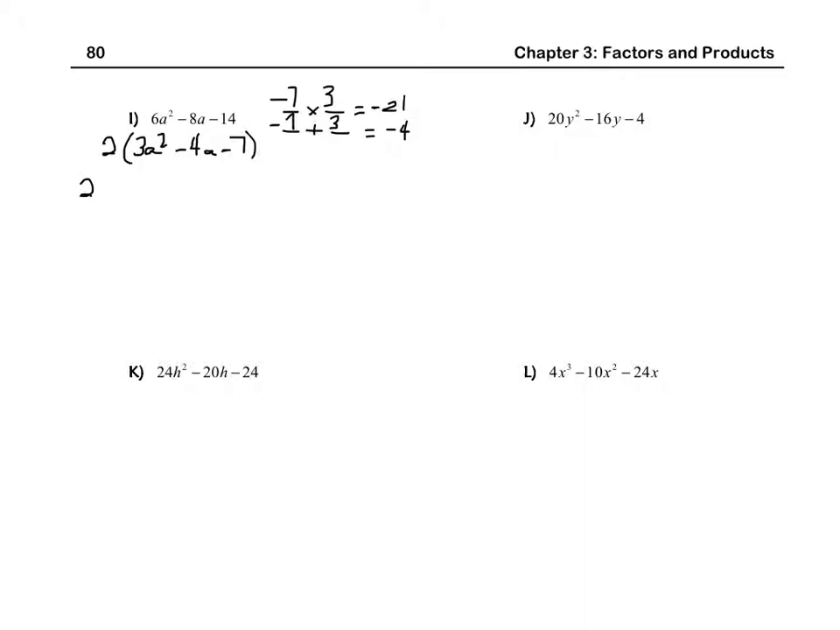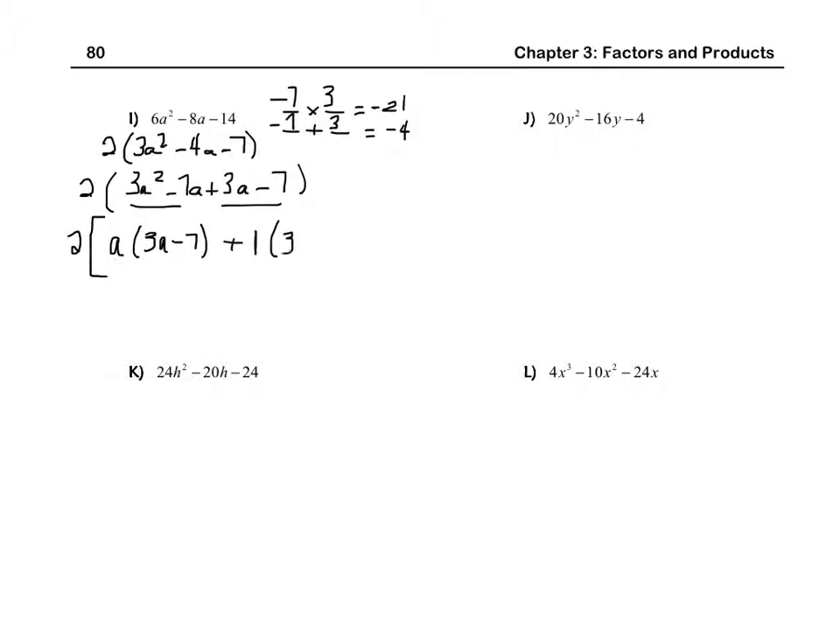So if we break down the middle term, we've got 3a squared minus 7a plus 3a minus 7. And then if we group the first two and group the last two, I'm just going to put square brackets here now because we're going to break this up a little bit inside. We're going to have an a outside of 3a minus 7. And 3a minus 7 doesn't have anything in common, so we just have a 1 outside of 3a minus 7. There's nothing in common, take out a 1. I'm just using those square brackets to separate, because I've got a 2 outside there that needs to be multiplied by the entire thing.